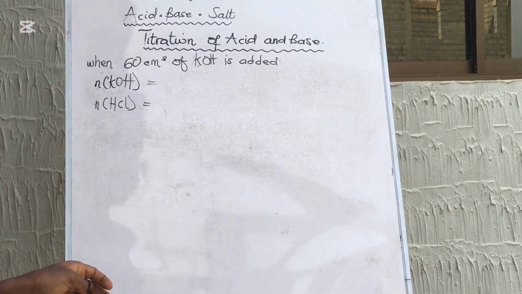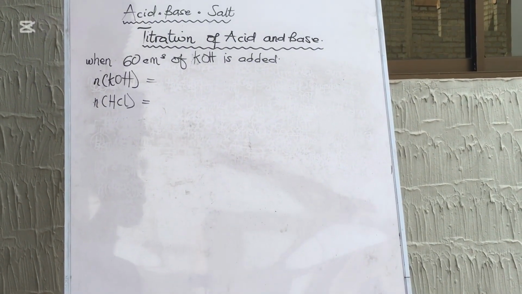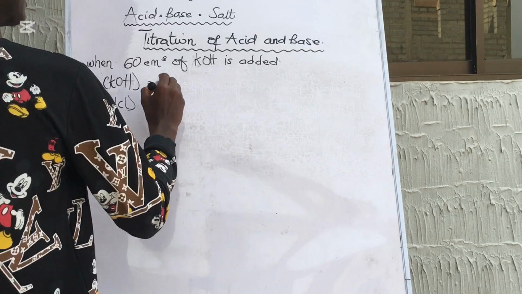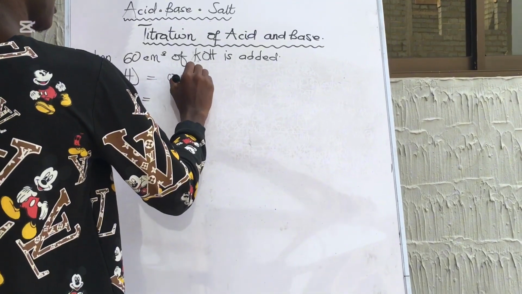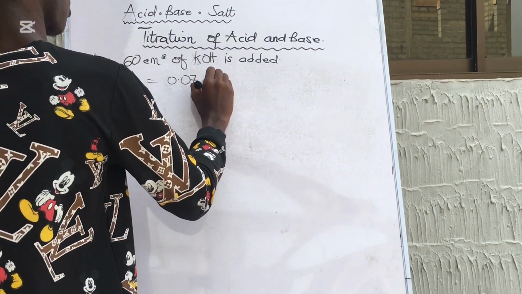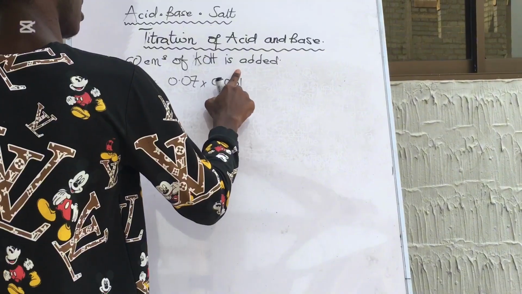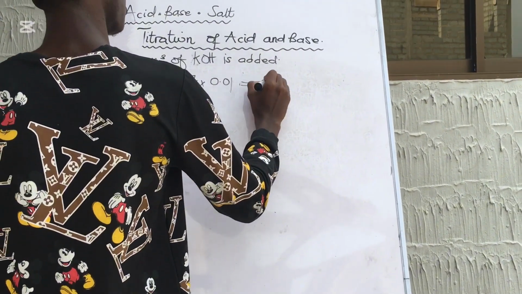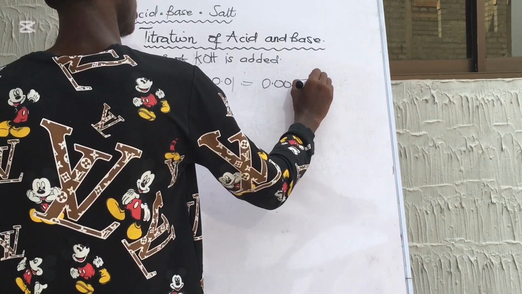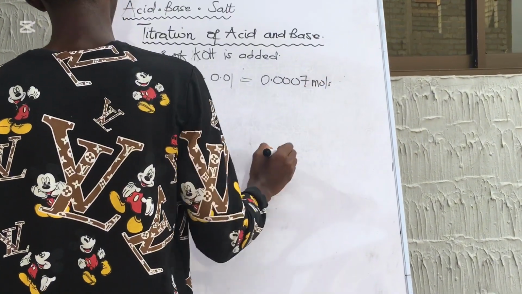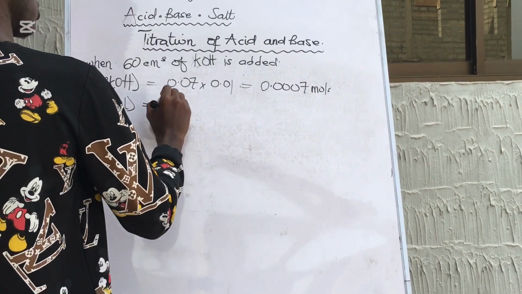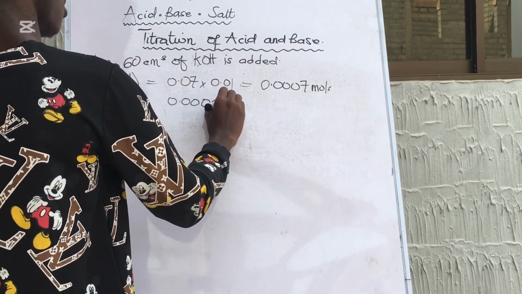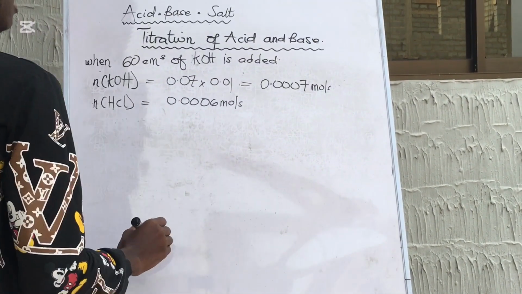So when 70 ml of the base is being added to the solution, remember that 70 ml is the same thing as 0.07. So 0.07 times your concentration, 0.01, will give you 0.0007 moles. Now the moles of the HCl doesn't change, so 0.0006 moles. Then we find it.